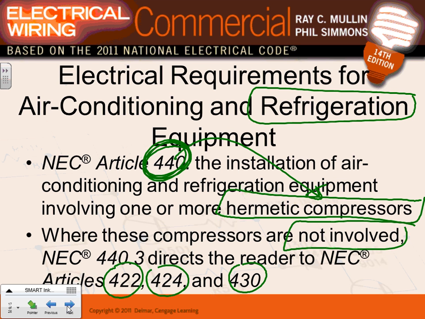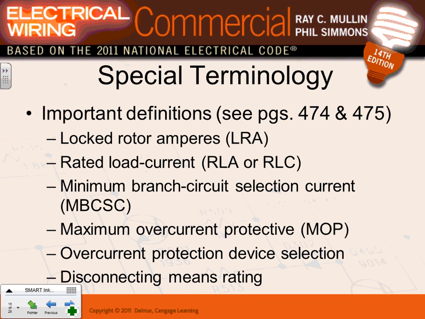Why? Because it's a special type of equipment. Otherwise, use the article for motors. So every time you have a compressor, most likely a hermetic compressor, and you apply the chillers, you apply the rules of Article 440. Any comments, any questions, guys, about this? So the key point for using Article 440 is hermetic compressors. You're chilling things with a compressor.